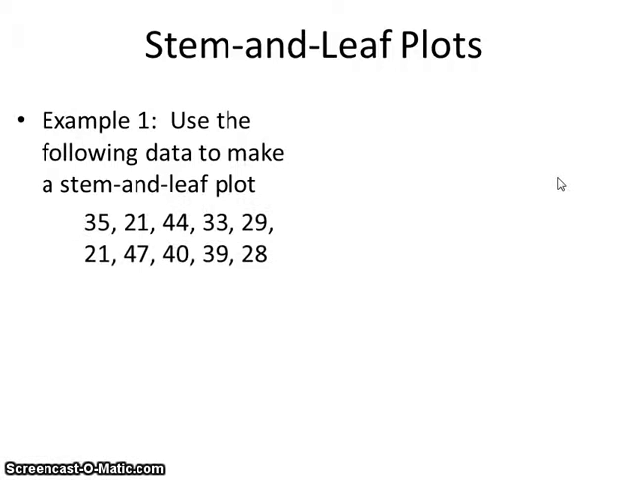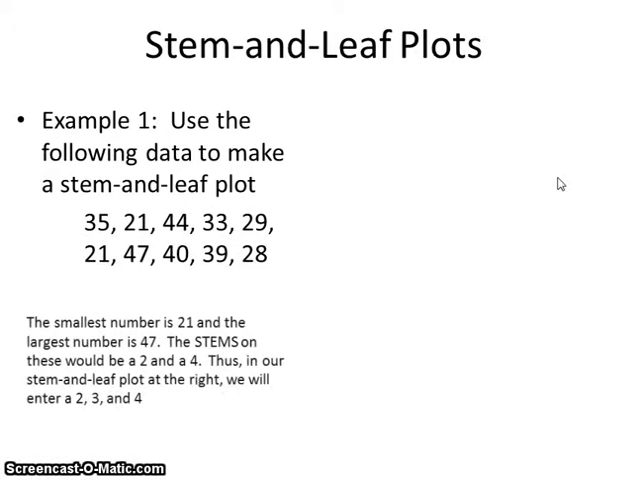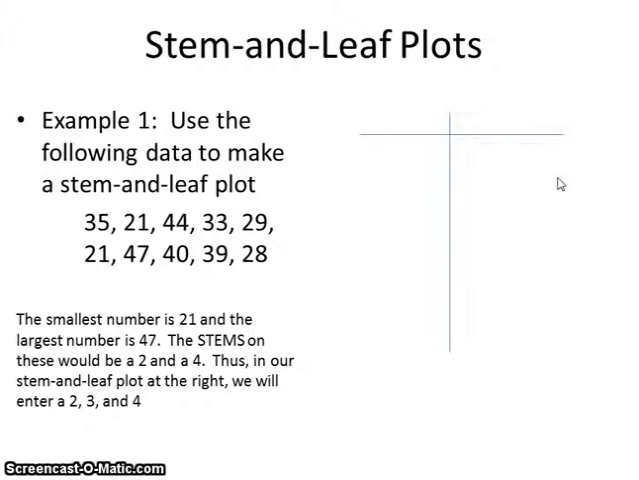Let's take a look at an example. Use the following data to make a stem and leaf plot. The very first thing you want to do is find the smallest and the largest numbers in your data set. In this example, the smallest number is 21 and the largest number is 47. Therefore, our stems would be 2 and 4. The first numbers, 2 and 4.